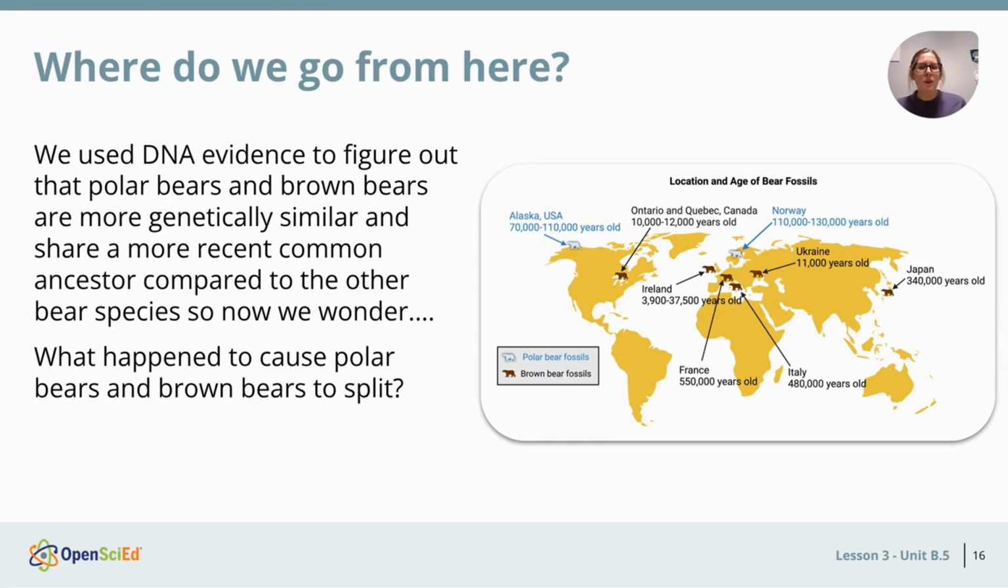All right, so where do we go from here? We use DNA evidence to figure out that polar bears and brown bears are more genetically similar and share a more recent common ancestor compared to the other bear species. But now we're wondering what happened to cause the polar bears and brown bears to split? What made it so that they became different species?